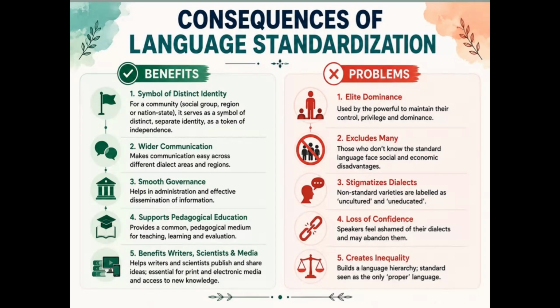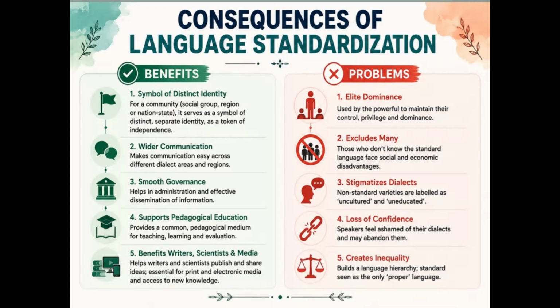So language is not merely a means of communication. It can represent the identity and unity of a community, whether it is a region or a state or a nation. Next is wider communication. It makes communication easier across different regions and dialect areas, as we already discussed earlier. When people speak different dialects, a common standard variety provides a shared form through which we can communicate and connect more easily.